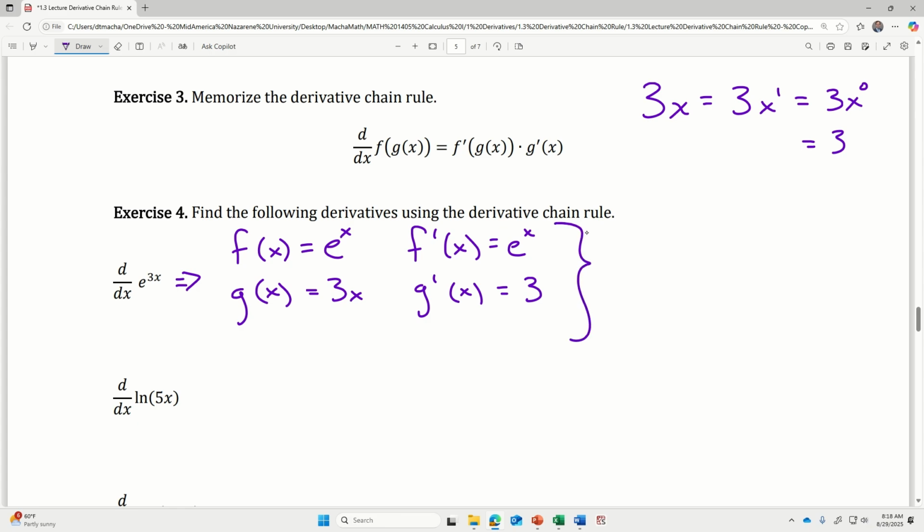So now we're ready to write the derivative. I'm going to have f prime of g of x. And so this is going to be e raised to the power 3x times 3. And a nicer way to write this is with the constant multiples out front. And so the pretty way to write this would be 3 times e to the 3x.